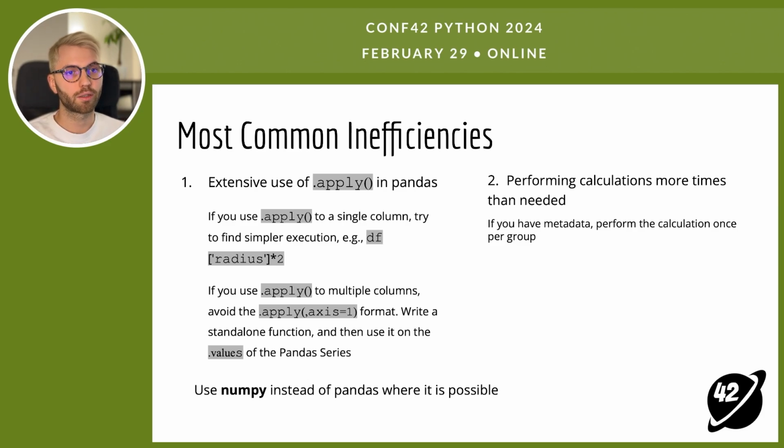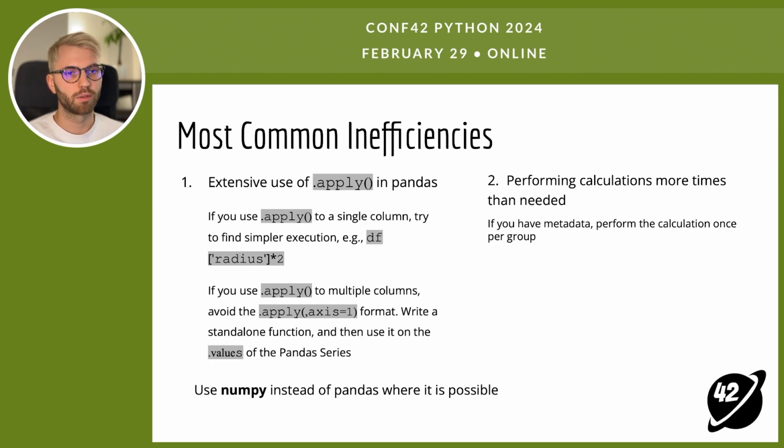Sometimes you can be performing calculations more times than needed. Sometimes you may have metadata in your data set, like gender, city, car type, and you can be performing a calculation for every single data point while you only need to perform calculation once per group. So you should consider using grouping and filtering in pandas and only performing a calculation once per group. This could significantly improve the speed of your data preprocessing.